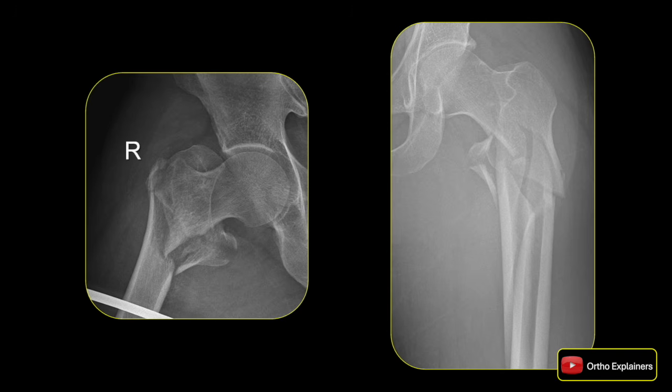And here are two more major red flags for instability. On the left, you see that significant posteromedial comminution. That means you've lost that critical calcar buttress. And on the right, any kind of subtrochanteric extension. Seeing any of these four patterns before you operate should immediately get you thinking about an intramedullary device.